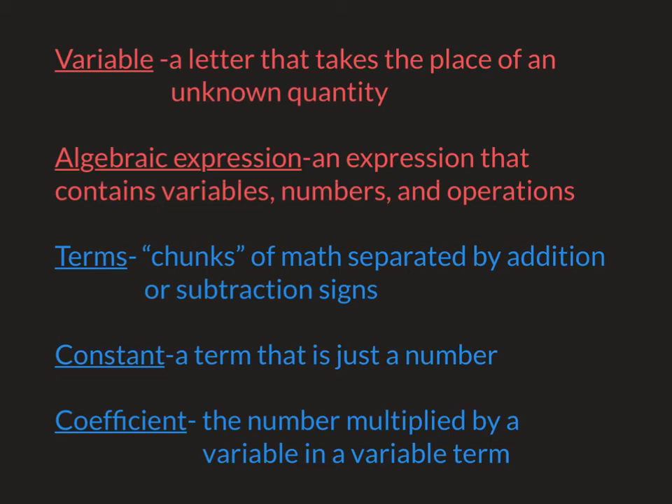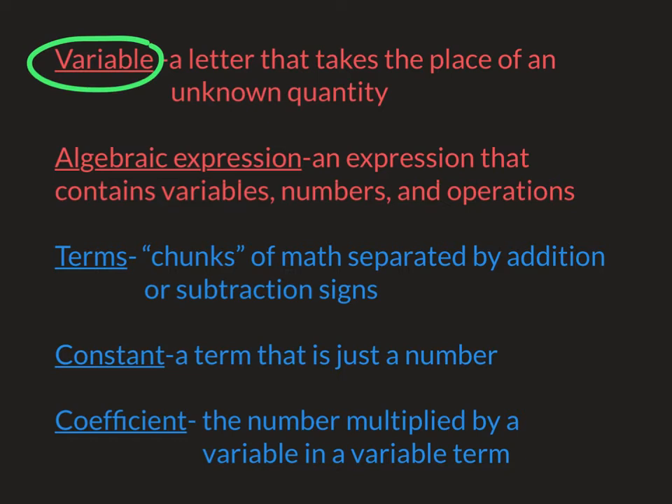All right, this is 5.1, Algebraic Expressions. I'm going to go through the terminology real quickly. First of all, we need to understand what algebra is. Algebra is just math involving unknowns that we replace with a letter. In this case, we call that letter a variable. So the variable is the first word I want you to know. It's a letter that takes the place of an unknown quantity.